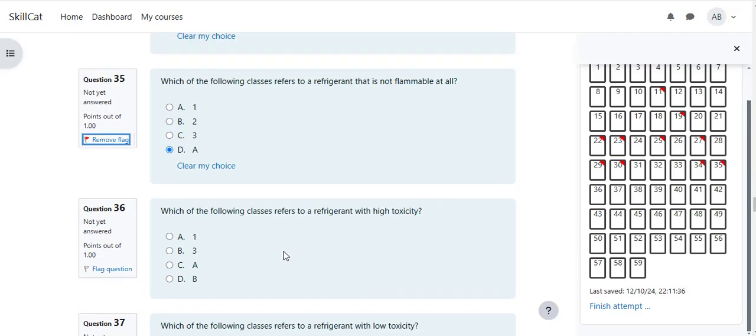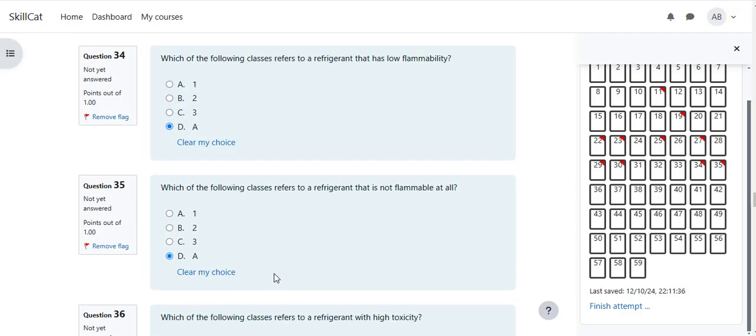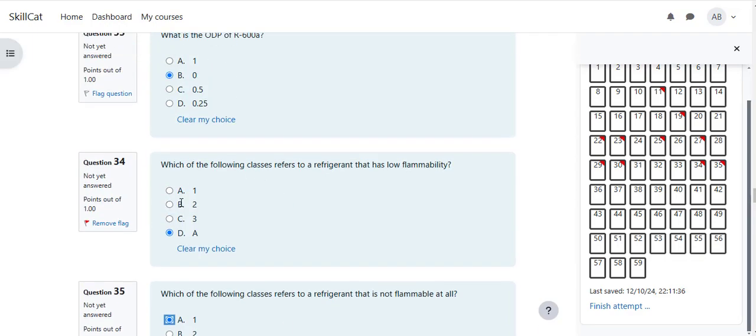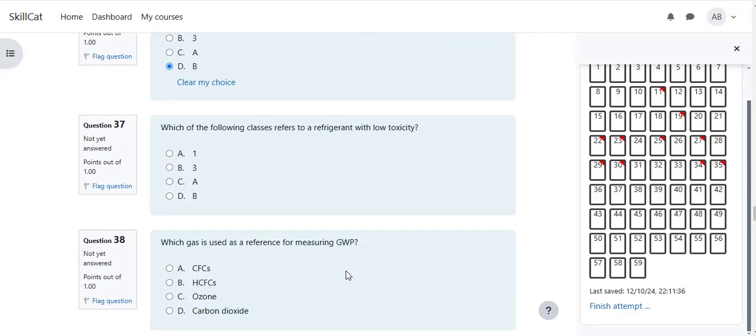Which of the following classes refer to refrigerants with high toxicity? B? No. B? Not flammable at all. I think this one. And I see low flammability. I think 1 also. I don't know. Which of the following classes refer to refrigerants with low toxicity? A1.